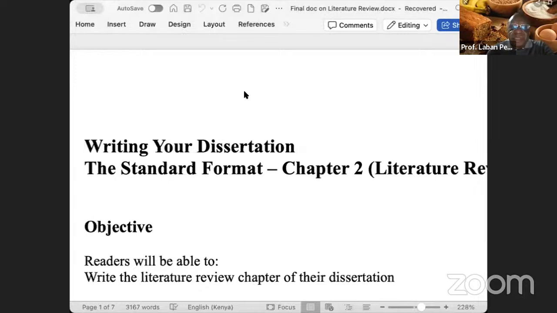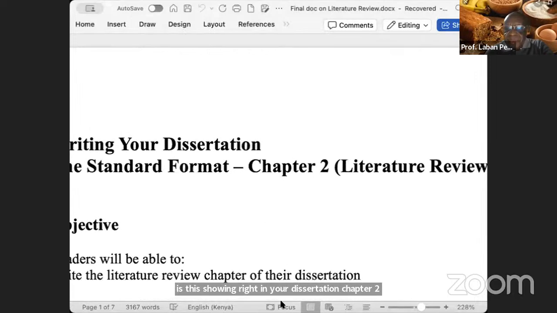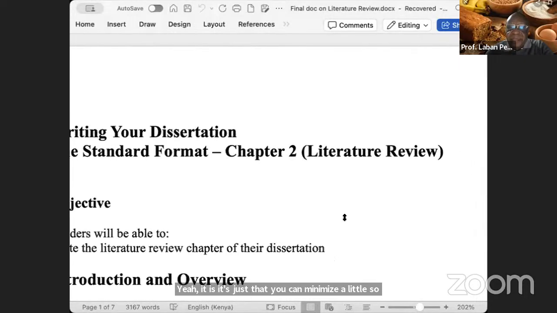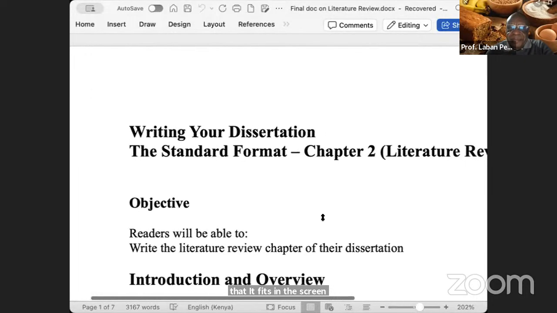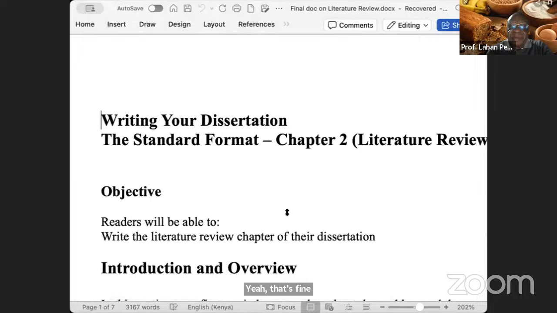Caro, is this showing writing your dissertation, chapter 2? Yeah, it is. You can minimize a little so that it fits in the screen. Okay. Yeah, that's fine. It's a Word document.